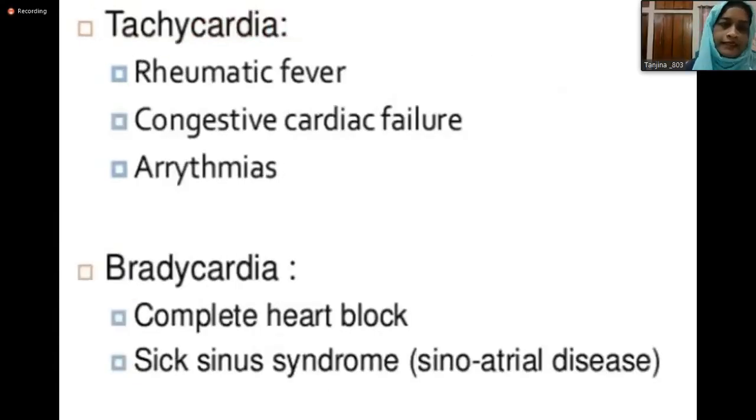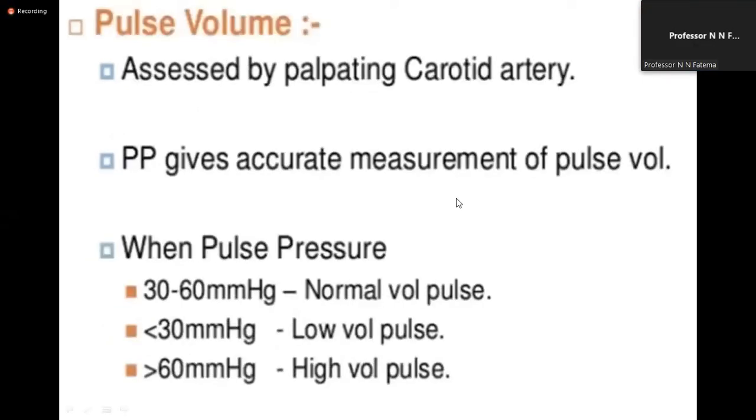For tachycardia: anxiety, stress, after consuming tea or coffee, and in the case of children. Sinus bradycardia may occur during sleep and in athletes. One of the common causes of tachycardia is thyroid disorder, thyrotoxicosis. And hypothyroidism is a cause of bradycardia.